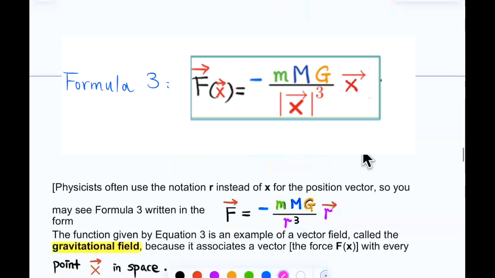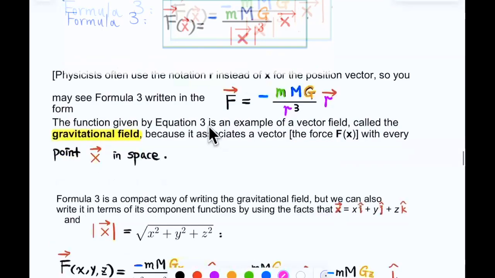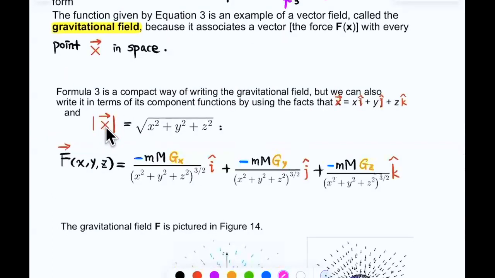And physicists often use this notation r instead of this x over here. And this is a formula. Replace that, so we have this formula. This function given by this equation is an example of a vector field. It's called the gravitational field. All right. What's the magnitude of this x here? It's the magnitude of the position vector, right?